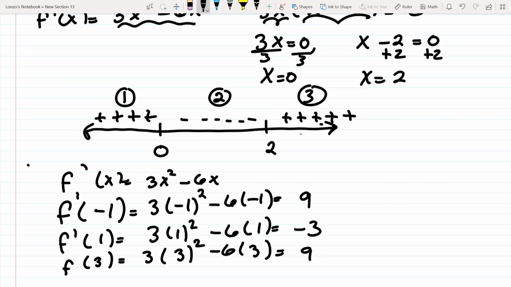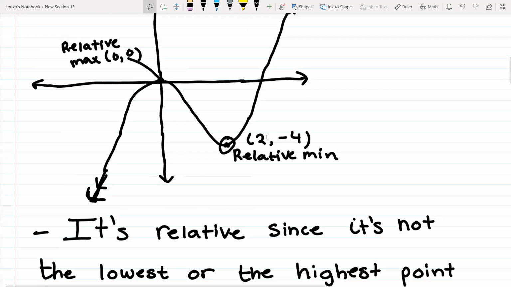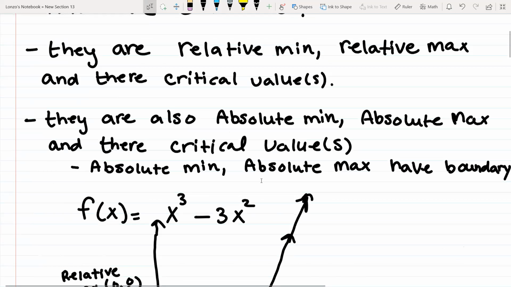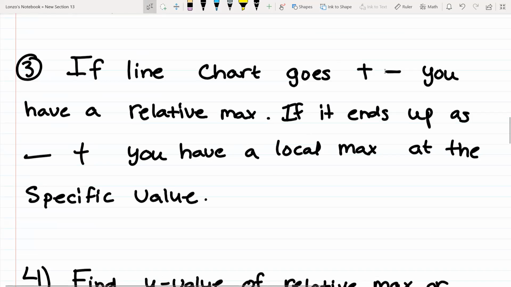Okay, so if you look at our line chart, it states that if you have a sign that goes from positive to negative, you have a relative max or a local max. If you have a sign that goes from negative to positive, you have a local min.